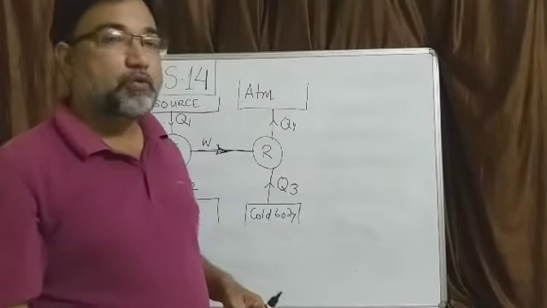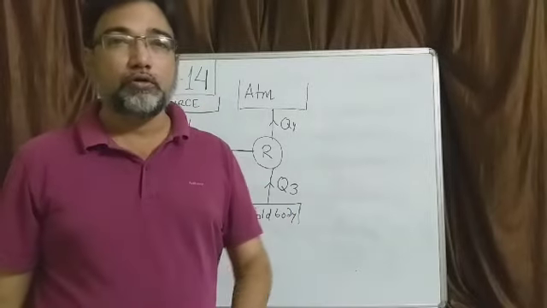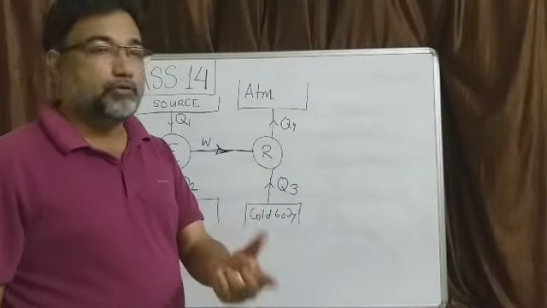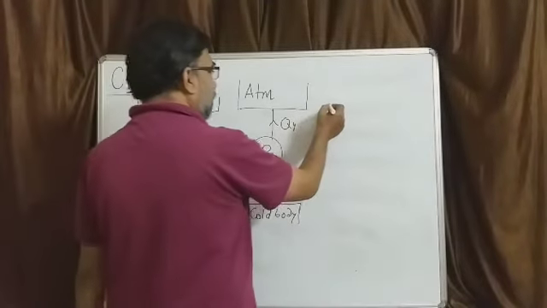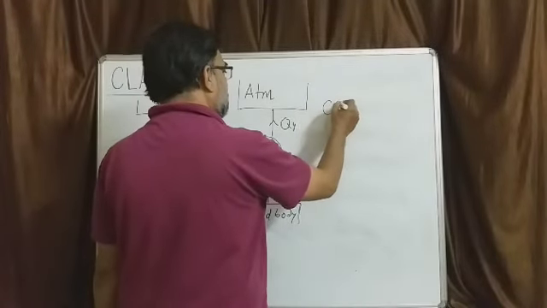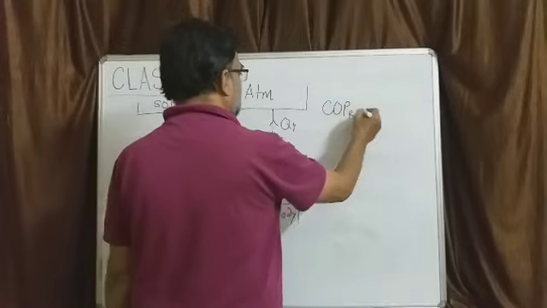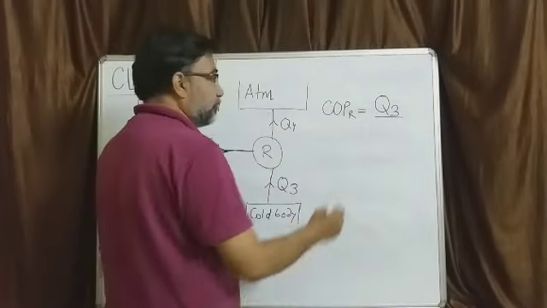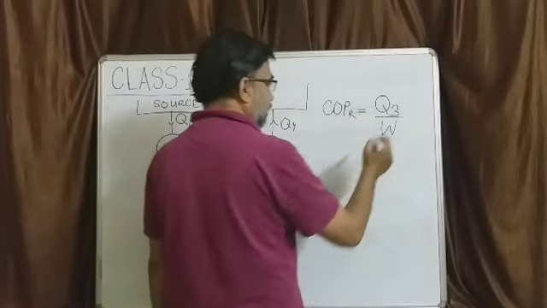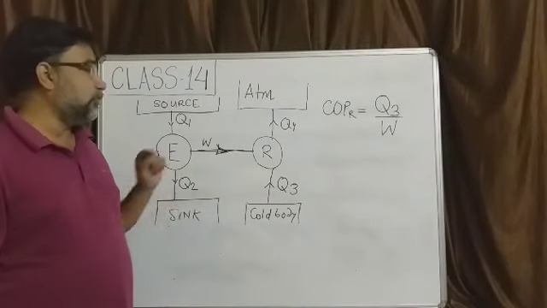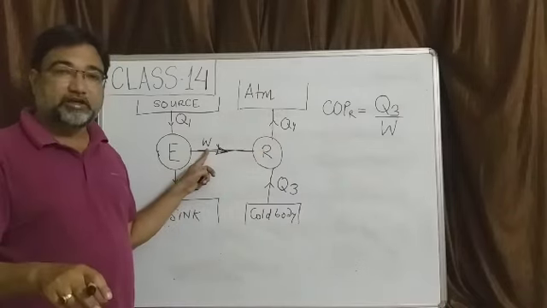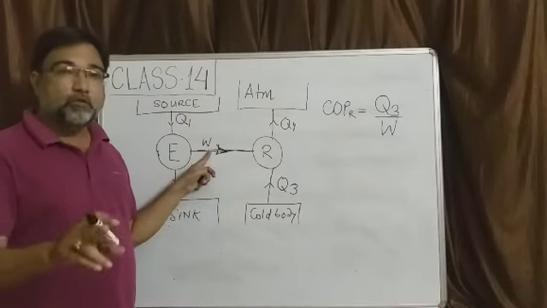So out of Q1, Q2, Q3, Q4 we only know the value of Q3. Q3 is the only heat term that you know. So how is that related to the COP? COP of the refrigerator is the amount of heat extracted from the cold body by the work input. Work input is W.